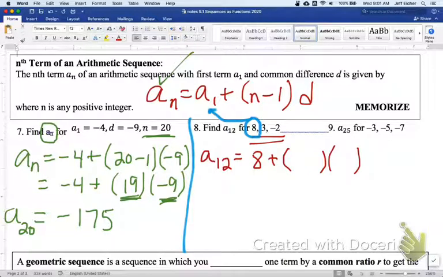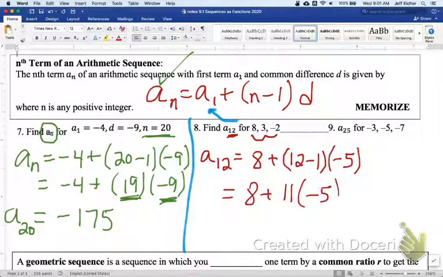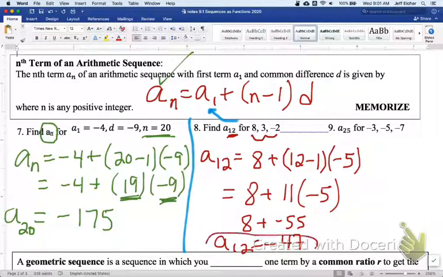The common difference, we could see the common difference is we're subtracting 5 each time. So the common difference is -5. And then n, if we want the 12th term, we have to use 12 as our n minus 1. So this would be 8 plus 11 times -5. That's 8 plus -55. And what is that? -47. So our 12th term is -47.